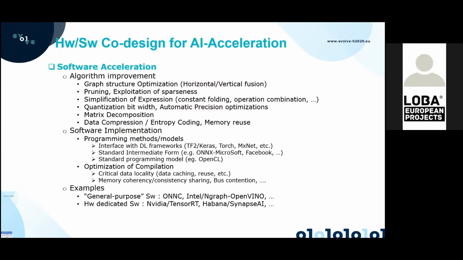So examples of this kind of software accelerations which go together with, or complement, the hardware accelerations: there are some general purpose software like Intel's nGraph, which is working together with OpenVINO. We'll go back to this point a little bit later as an example to illustrate this part. There are also some software dedicated to some hardware, like NVIDIA TensorRT and Habana SynapseAI, for example. We will also go back to this point a little bit later for illustration.